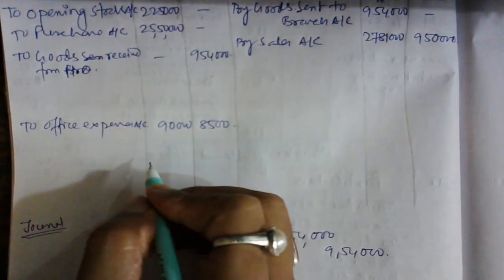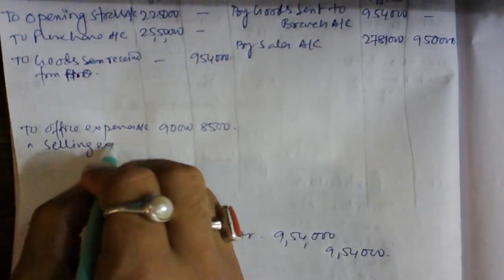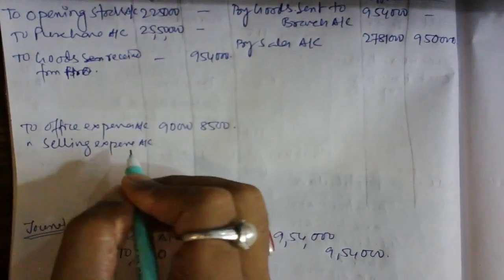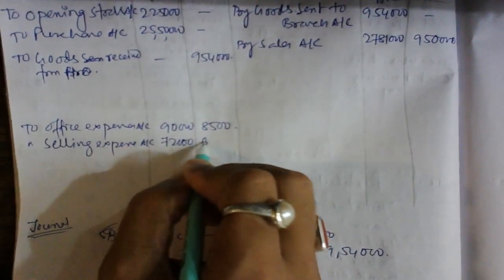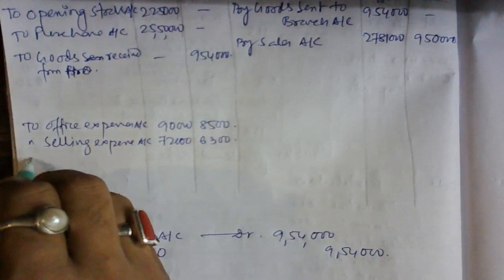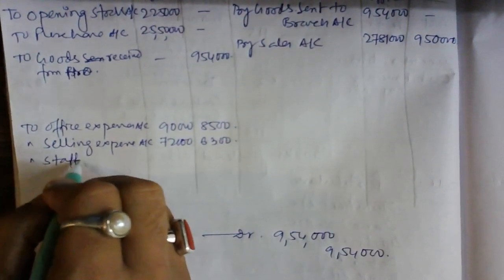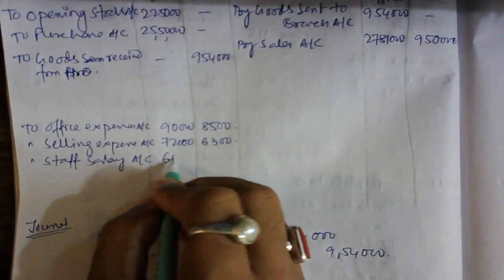After this you have certain selling expenses. You can also write here selling expenses. So it is how much, sir? Selling expense is coming around 72 and 6,300. After this, what do we have? Staff salary. Okay. So you have the staff salary. How much is it? 65,000 and 12,000.